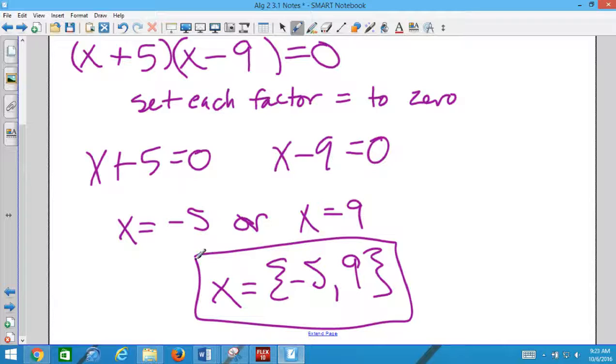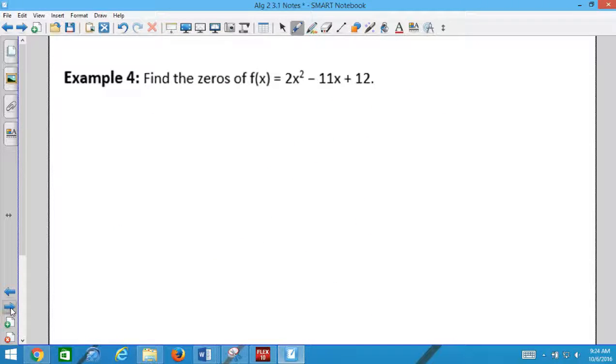One more example to do. Same kind though. Yes? Does it matter which one you write first? We do it in numerical order. So I put the negative number first. All right, last one. Find the zeros of f of x equals 2x squared minus 11x plus 12.